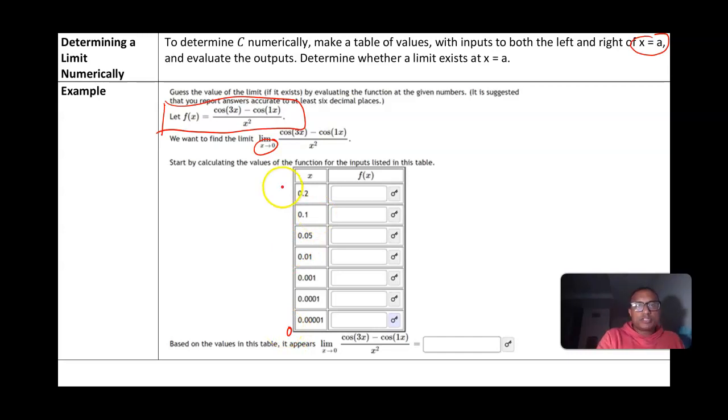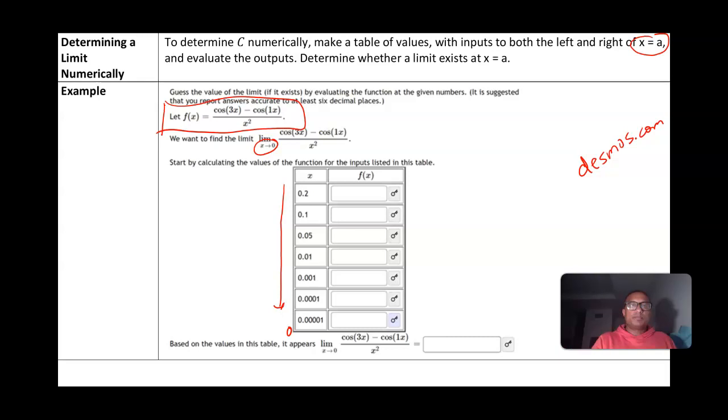So we're going to be approaching 0, starting from a number that's far away from 0, and we're going to get closer and closer and closer. Now, please do not do this by hand. Use technology. You can use Desmos.com, which is what I recommend. If you don't want to use Desmos, you can use a scientific or graphing calculator, but do not do it by hand. It takes too long. So I recommend using Desmos.com.